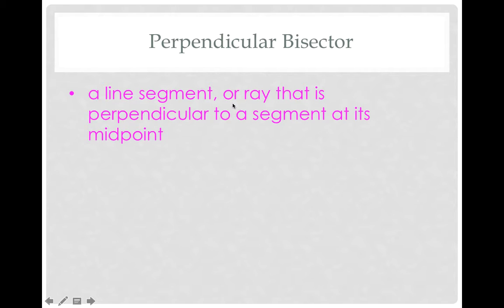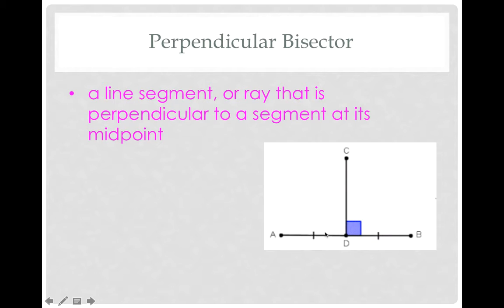Okay, so the formal definition is a line, segment, or ray that is perpendicular to a segment at its midpoint. So it will form 90-degree angles when it slices through the midpoint. So this one's kind of cool because it combines more than one of the properties that we talked about, which is cool.